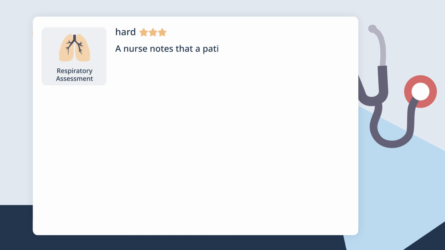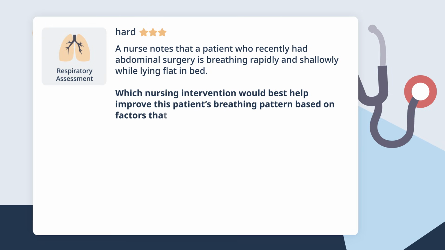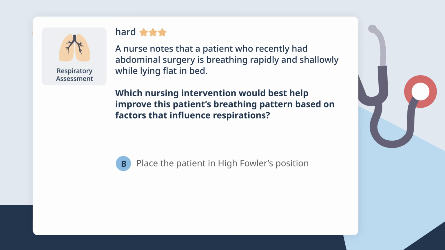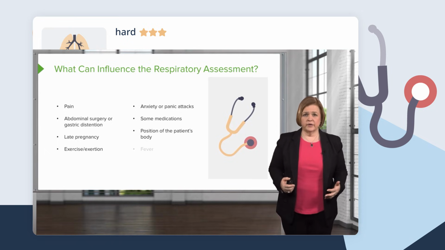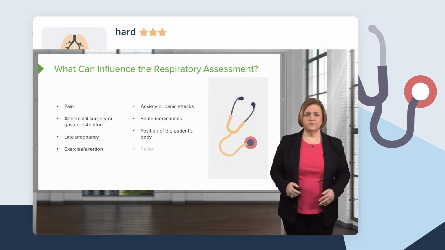A nurse notes that a patient who recently had abdominal surgery is breathing rapidly and shallowly while lying flat in bed. Which nursing intervention would best help improve this patient's breathing pattern based on factors that influence respirations? The position of the body. Now, the best position to facilitate good breathing if someone is having trouble is high Fowler's. Have them sitting pretty close to straight up in bed. That will facilitate their ability to breathe.